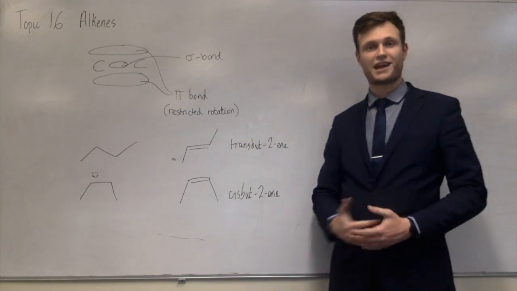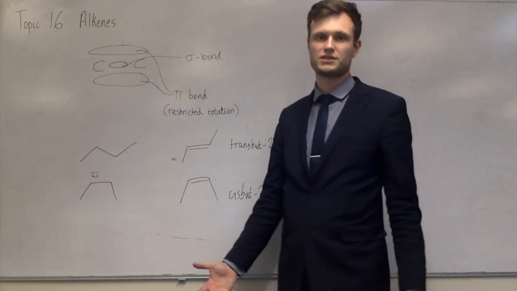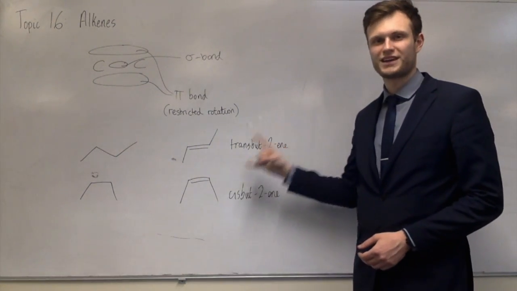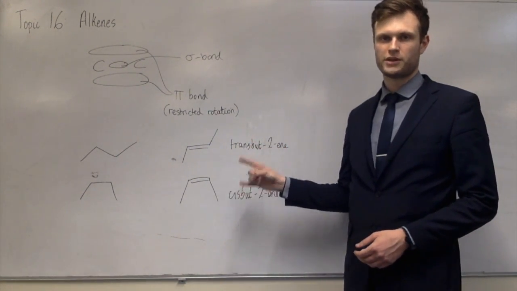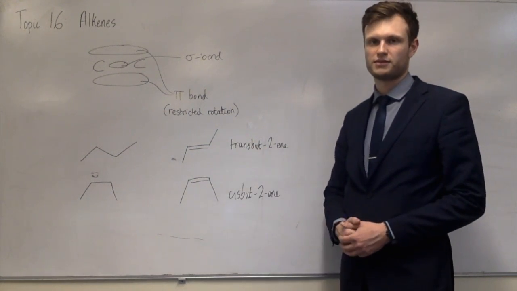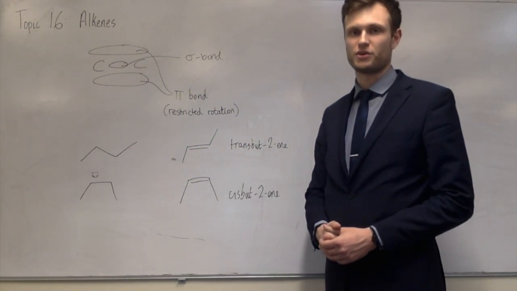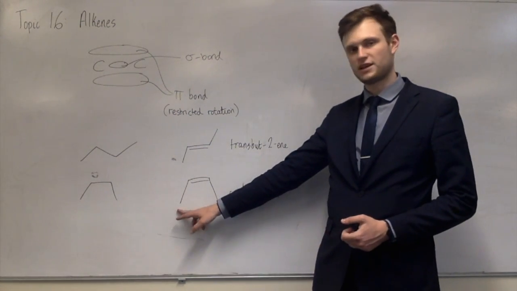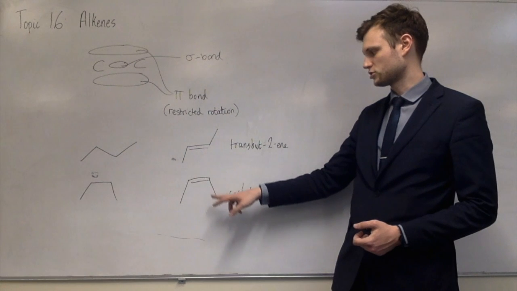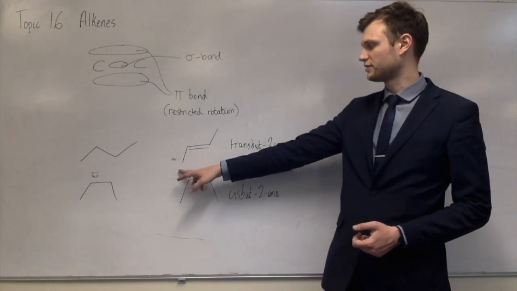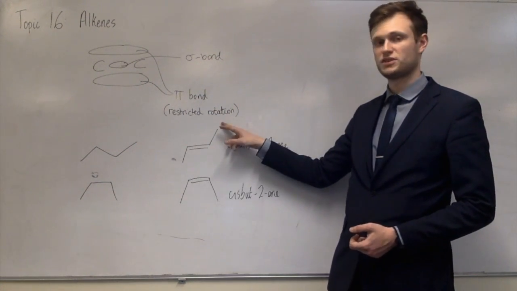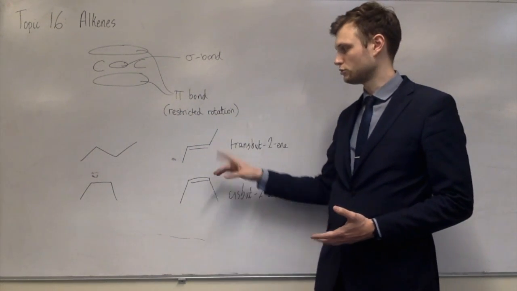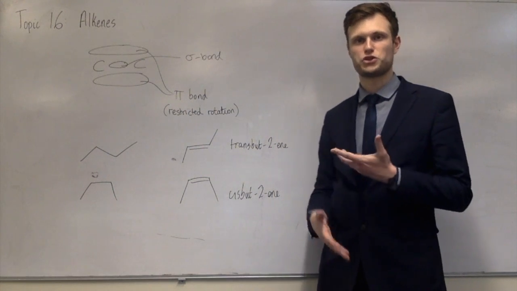I said the word stereoisomers earlier, so I suppose I should give a definition for that. These are stereoisomers. They have the same structural formula, but they have different arrangements in space. And that's the definition for stereoisomers. If I wrote out the structural formula for both of these, it would go CH3, CH, CH, CH3. And this is exactly the same, CH3, CH, CH, CH3. They have no difference in their structural formula, but they do look different, so they have different spatial arrangements.